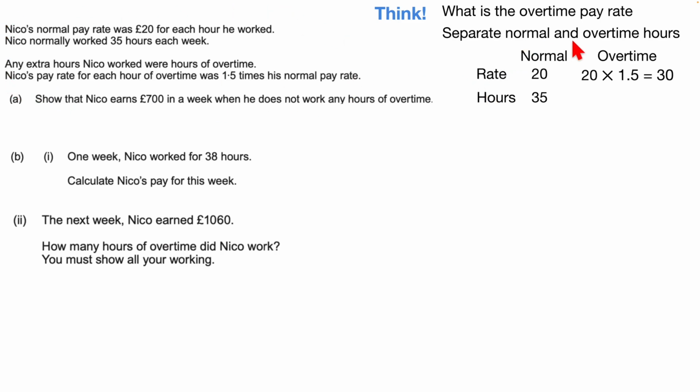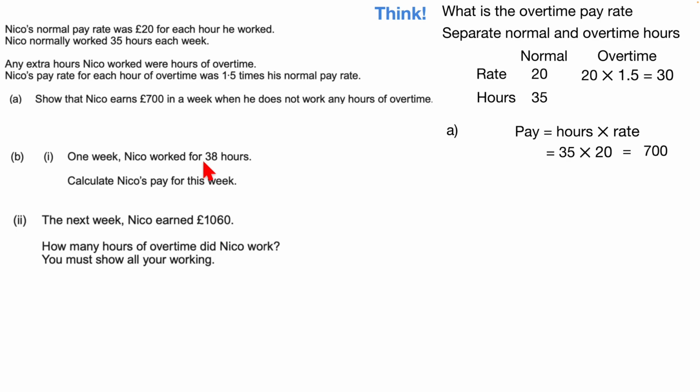This summarises all the information here. I much prefer to see it like this. I know exactly what I'm looking at. But that doesn't bother me at the start. We just want to know: Nico earns £700 in a week when he does not work any overtime hours. So we sort of have to guess that he's worked 35 hours. So A, his pay is hours times rate. 35 times 20 is 700.